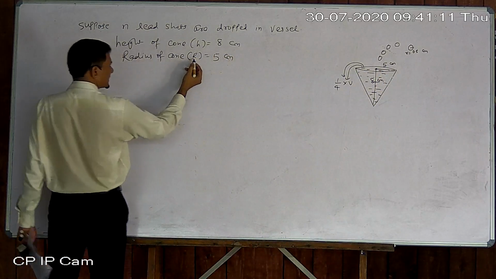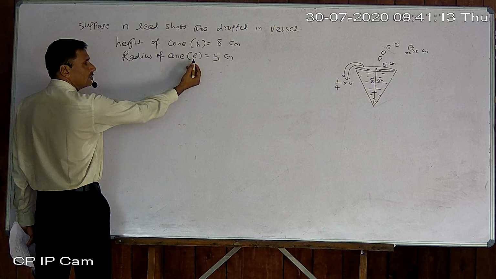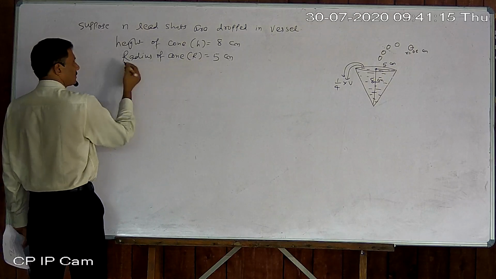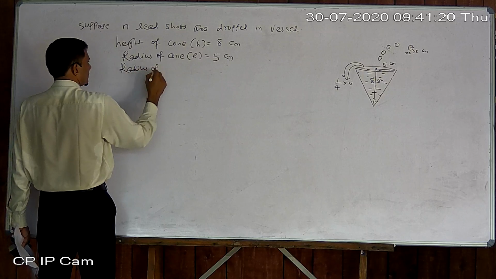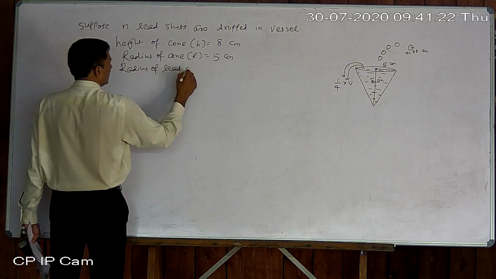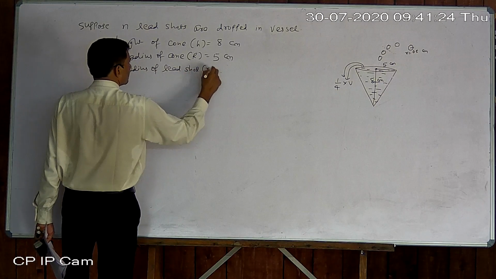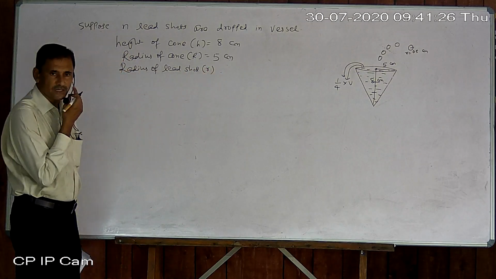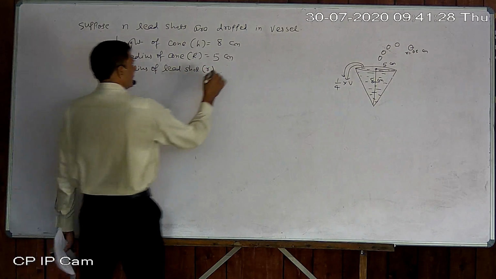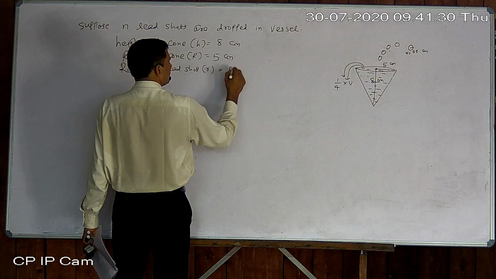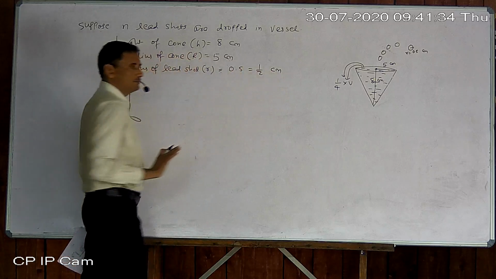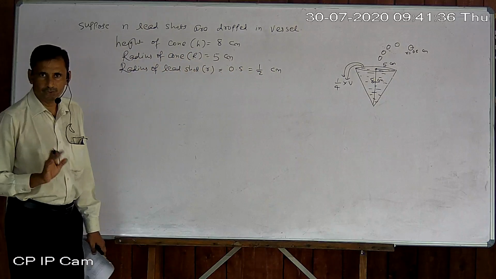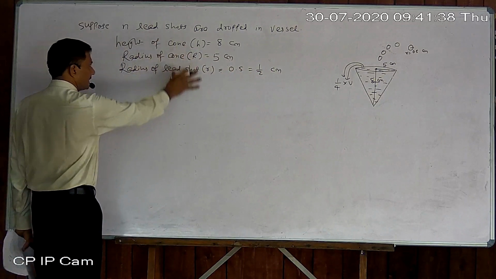I just purposely wrote capital R here because a second r is also coming. Radius of lead shot. Okay, don't confuse the lead shot word. That is one type of small sphere. It is equal to 0.5, otherwise 1/2 centimeter. You know, half means 1/2. Okay, so now this is ready.